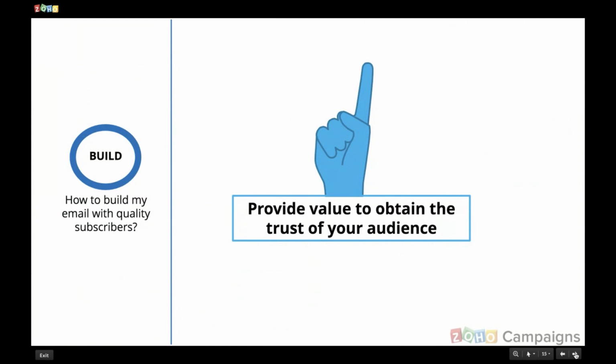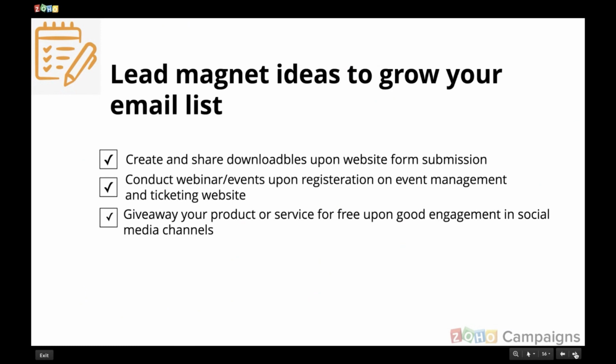Their trust is disguised as their email ID. They can't just share their email IDs with everyone, right? They can only share their email IDs with businesses they trust. So how can they trust you? Only when you provide some value to them can they trust you with their personal information, which is their email ID. So you have to provide value to obtain their trust. The process of providing value to your audience is known as lead magnet ideas.